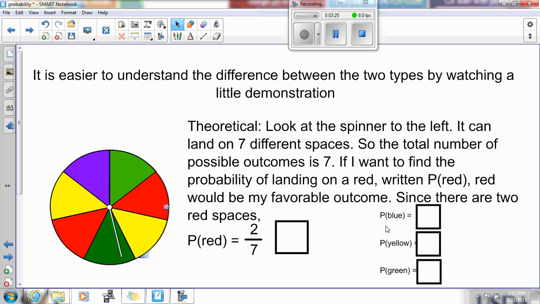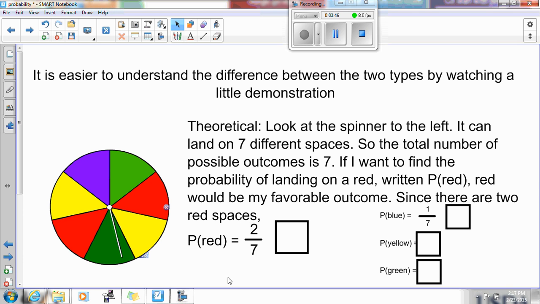So using the same idea, what's the probability of getting blue? Now mine, the blue space looks a little purple here, but let's just say it's blue. The probability the spinner is going to land on blue, where there's 1 blue out of 7, is 1 out of 7.